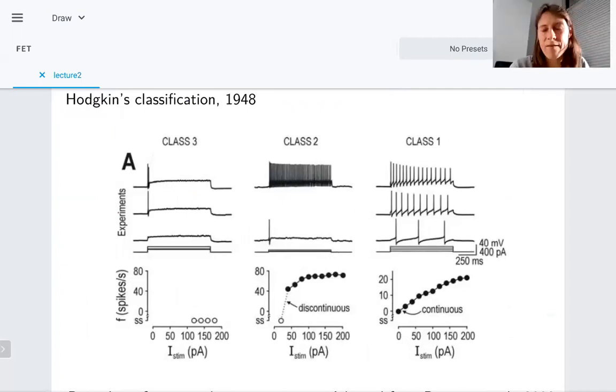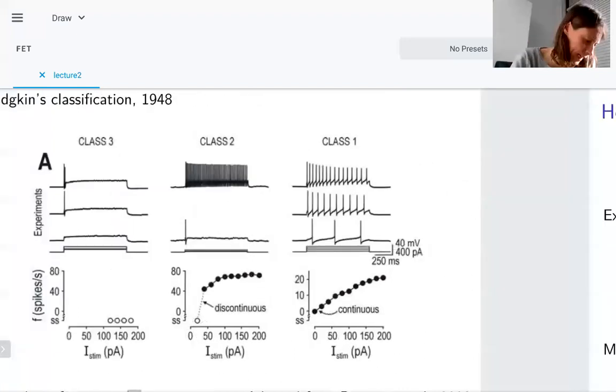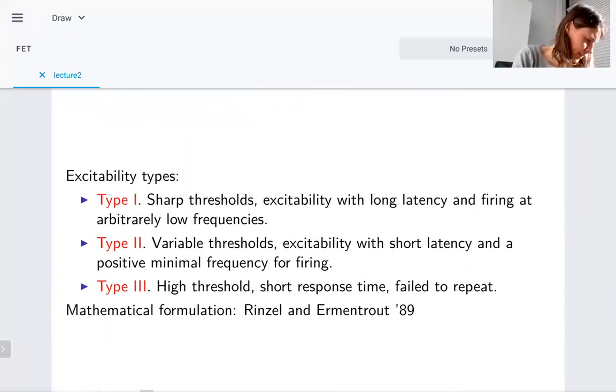cells that never showed oscillatory behavior. So after a transient period of having one or two spikes, they always relaxed back to the equilibrium, okay? So this classification that I summarize here was basically based on experimental data.